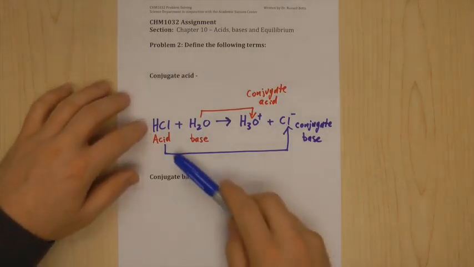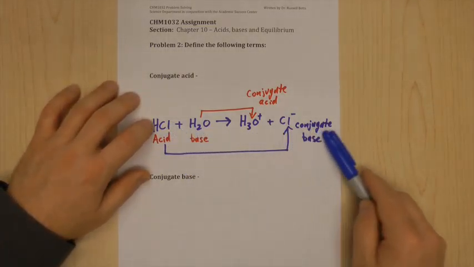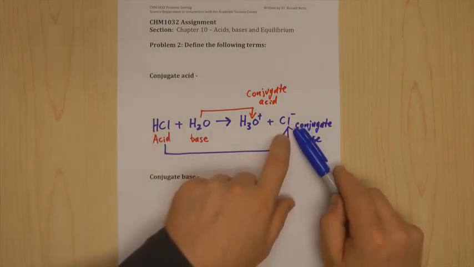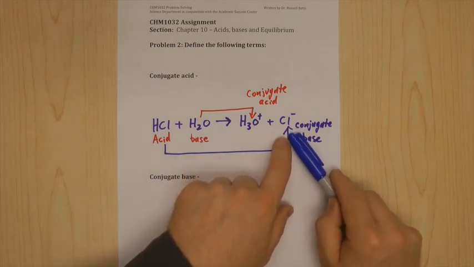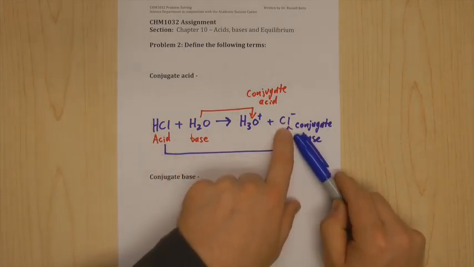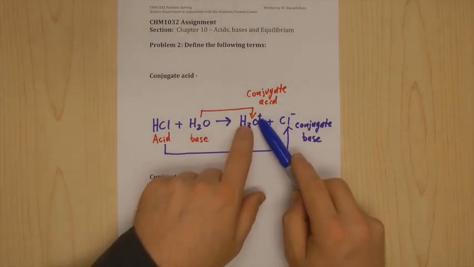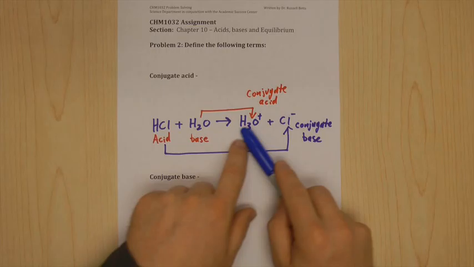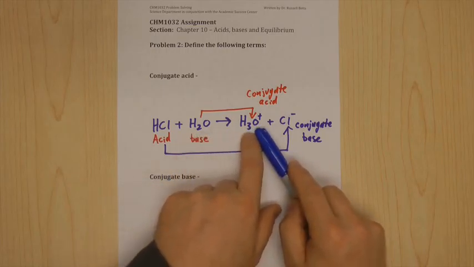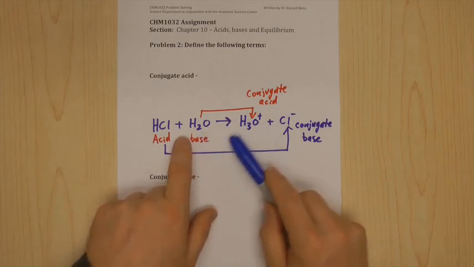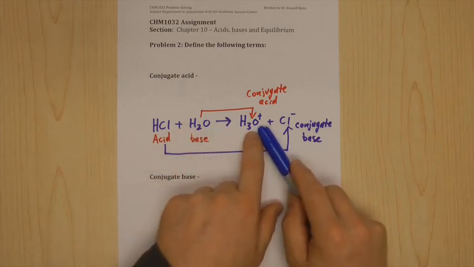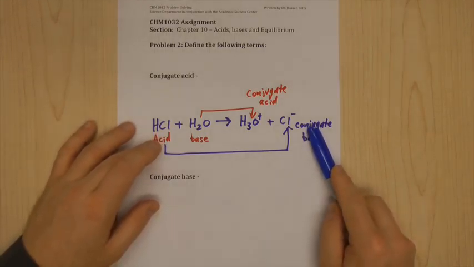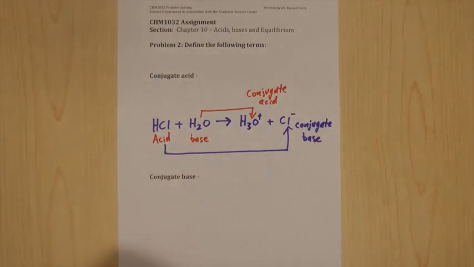So one more time. You start with an acid, you do an acid-base reaction, and you form a conjugate base. The conjugate base is the base that forms after the acid has donated the proton. A conjugate acid is the molecule that forms after the base has received the proton. And they always come in pairs. An acid always has a conjugate base. A base always has a conjugate acid.